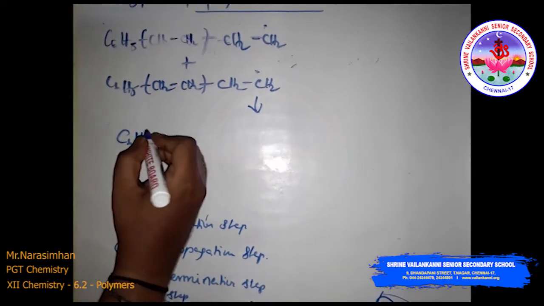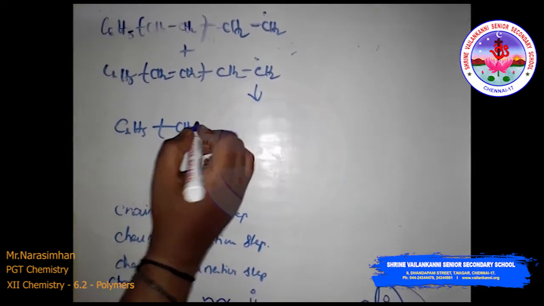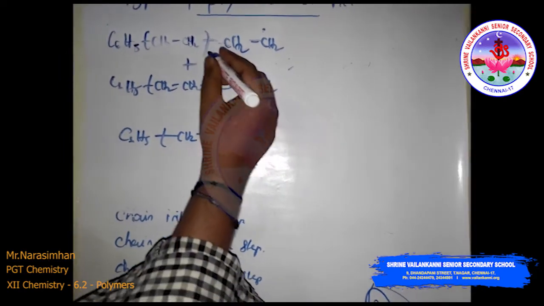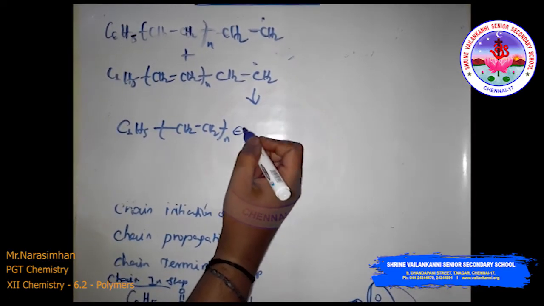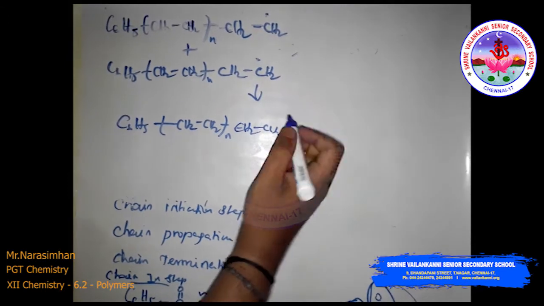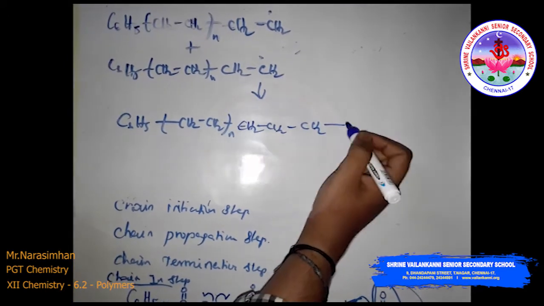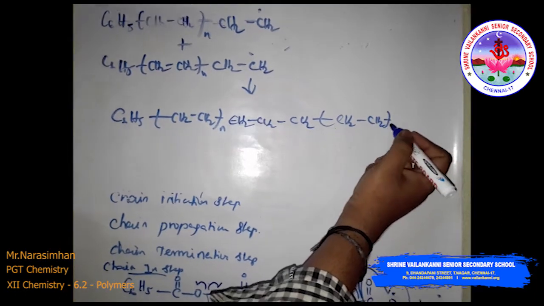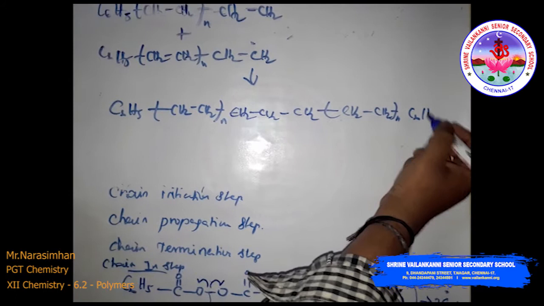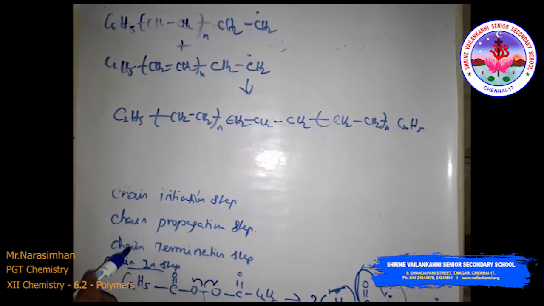So C6H5 CH2 CH2 n times, here also n times, here also n times. Then again CH2 CH2 CH2 then CH2 CH2. This is the repeating unit and C6H5. So this is the polymerization product. Okay. So this is the free radical mechanism. First, this is the chain termination step.